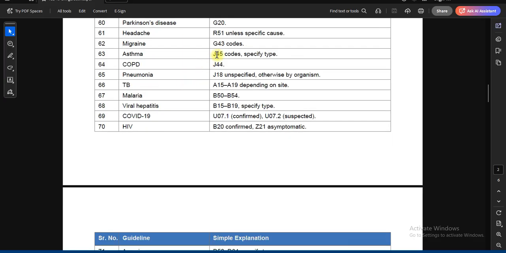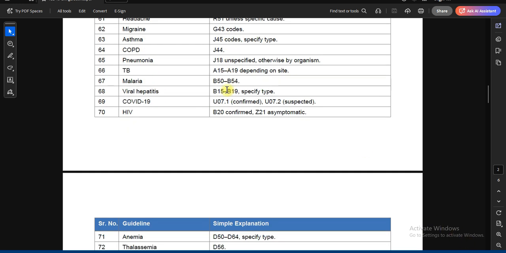Next, migraine. G43 series codes. Here also we need to code based on the specific type of migraine. Next, asthma is also the same. J45 series codes. Here also we need to code asthma based on the specific type. Asthma starts with J45. In live coding, we will use asthma multiple times or regularly. Next, we have COPD. For COPD, we will use the J44 series.